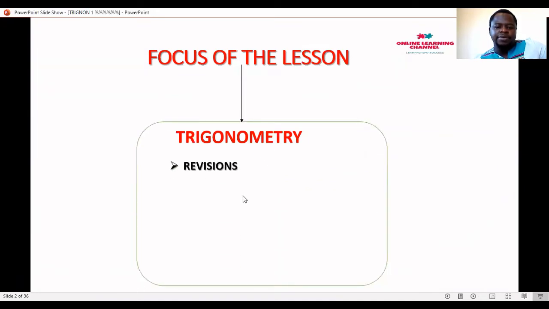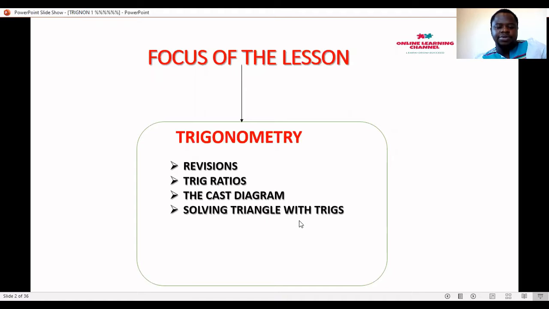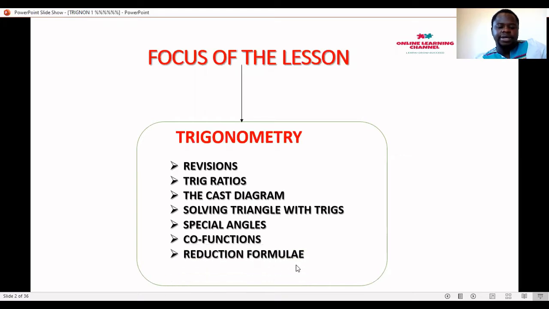Under trigonometry, we'll look at revisions for grade 11, trig ratios. We'll look at the CAST diagram. We'll look at solving triangles with trig ratios. We'll also look at the special angles, the cofunctions, the reduction formulae, and lastly, the negative angles.